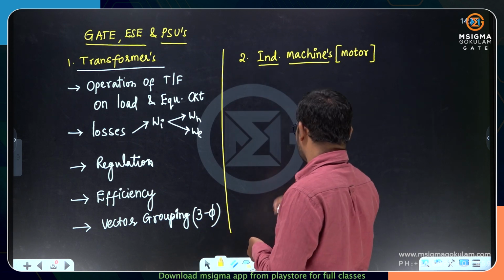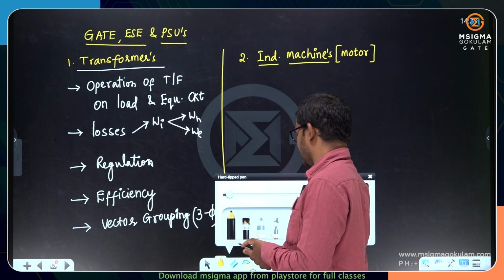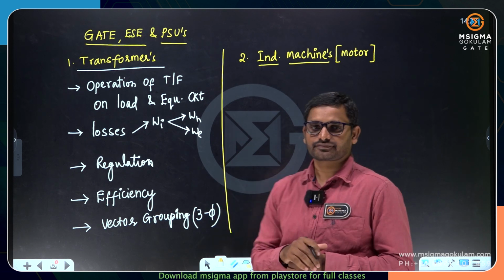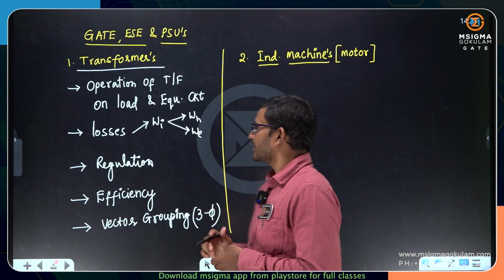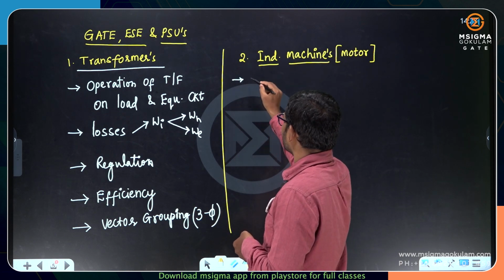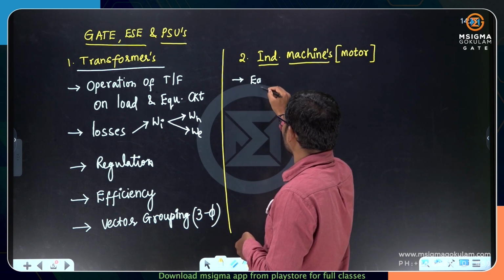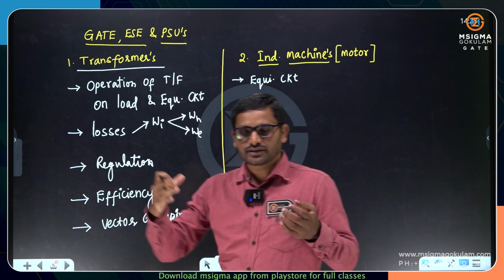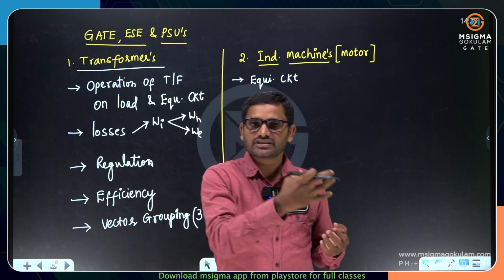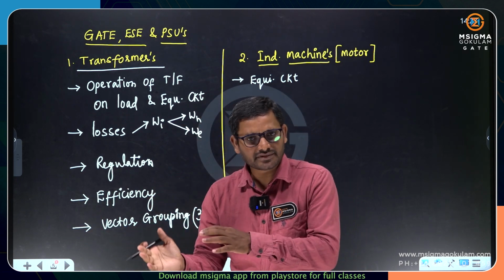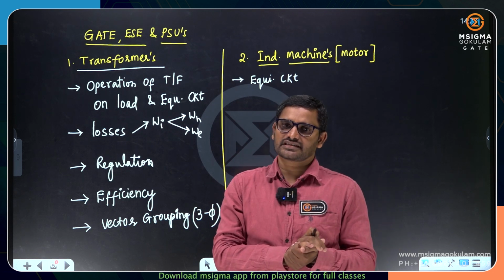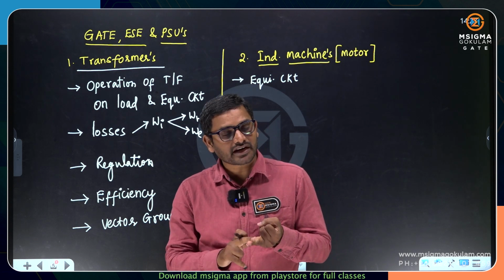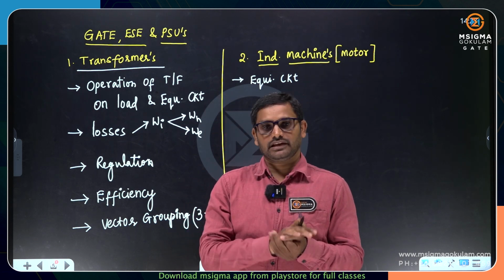Now coming to the induction motor, the subtopics I can list out as, here I can say equivalent circuit of the induction machine. So they will be giving you rotor side parameters, they will be giving you stator side parameters, maybe sometimes they will be giving you all the parameters referred to the stator side, and they will be asking you to calculate starting current value, maximum current value, or otherwise full load current value.